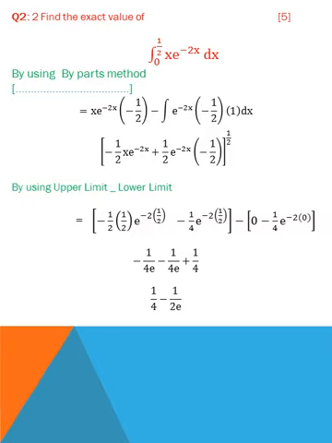Hence when I apply the value 1 by 2 in place of x and simplify this, it will become minus 1 over 4e minus 1 over 4e plus 1 over 4. So in simplest form, it will become 1 over 4 minus 1 over 2e.